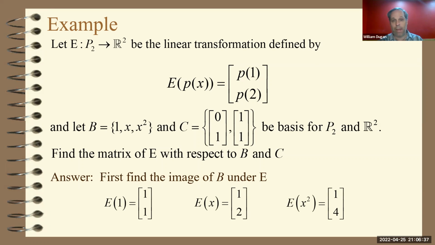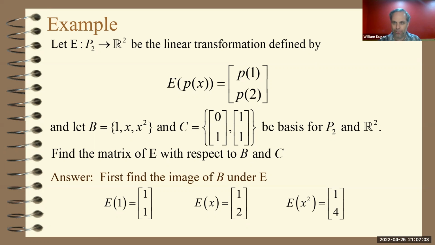So there you go. I just smashed it out. Remember, E of 1, 1 is a function. So if you evaluate the function 1 at 1, you get 1. You evaluate the function 1 at 2, you get 1. If you evaluate the function x at 1, you get 1. If you evaluate the function x at 2, you get 2. If you evaluate the function x squared at 1, you get 1. You evaluate the function x squared at 2, you get 4.